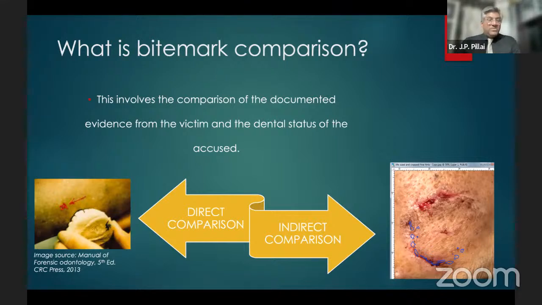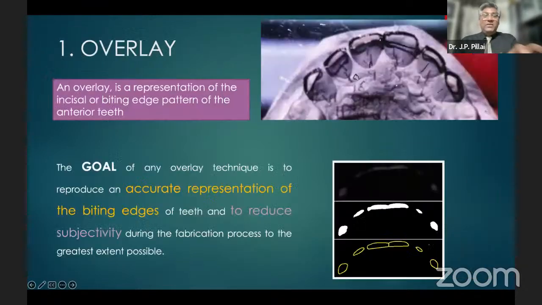If the victim is brought again and we have the dental model of the accused, then we can make a direct comparison, because it is 1:1 now. But if the victim is not brought and we have only the photographs, then we need to do an indirect comparison on the photograph. So this is an example of how we do the direct comparison. And this is preparation of an overlay.